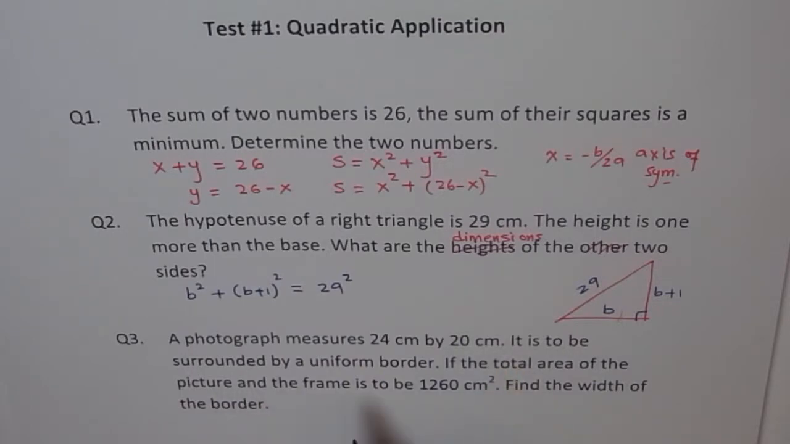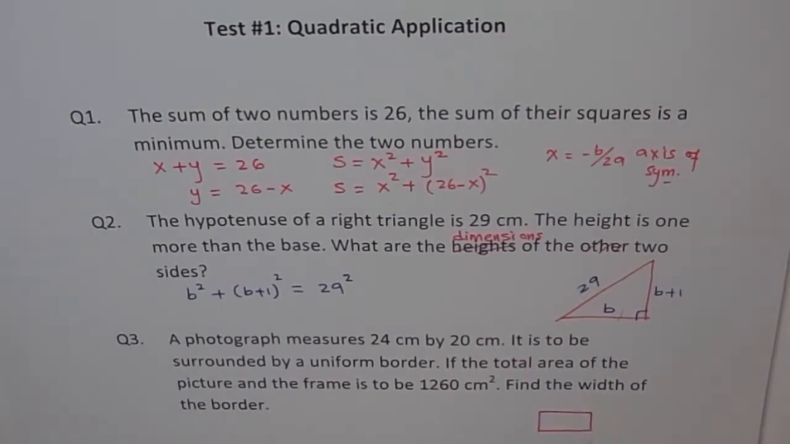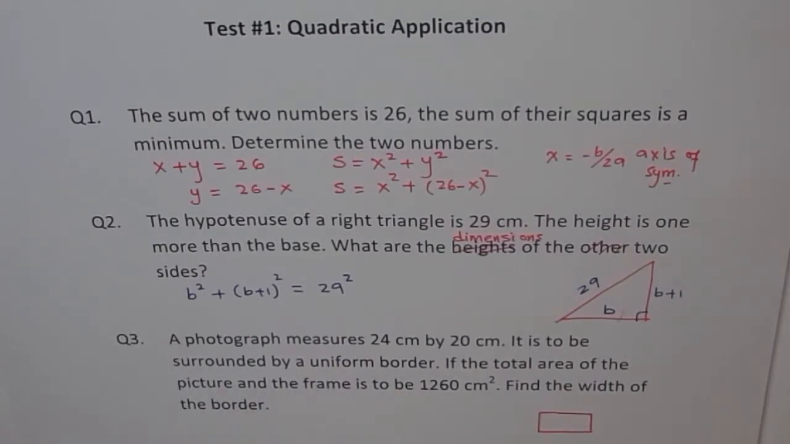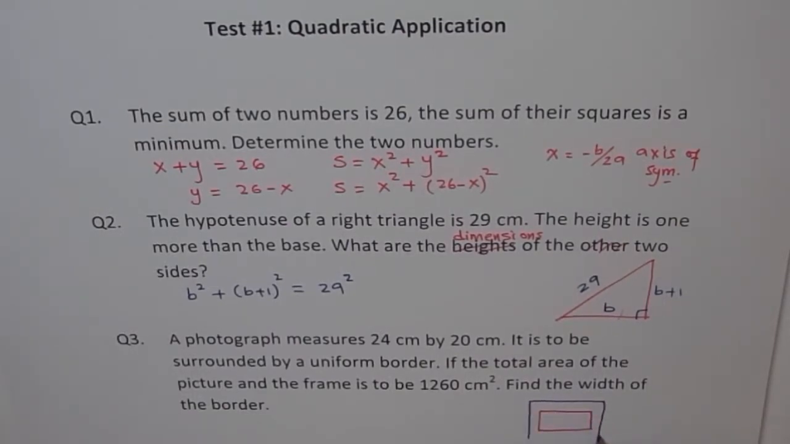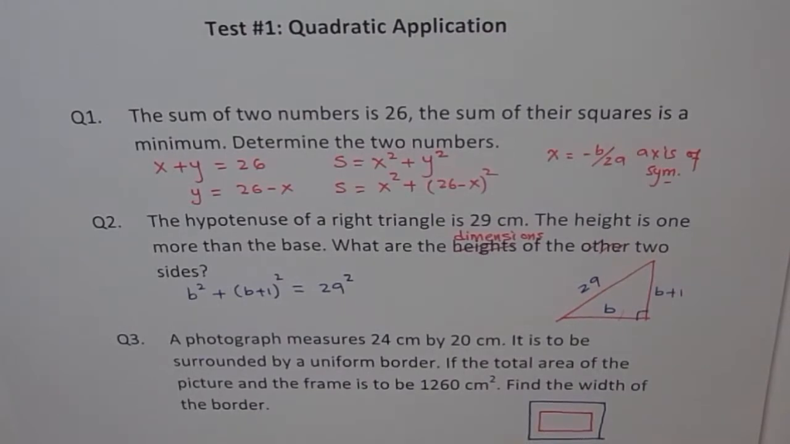Okay, next problem. A photograph measures 24 centimeters by 20 centimeters. So let's make this photograph. Let's say this is like this, right? It is to be surrounded by a uniform border. If the total area, so we have a uniform border around it. Well, it doesn't look uniform, but still what we will do is we will write x all over the place. So we'll say this is also x, this is also x.